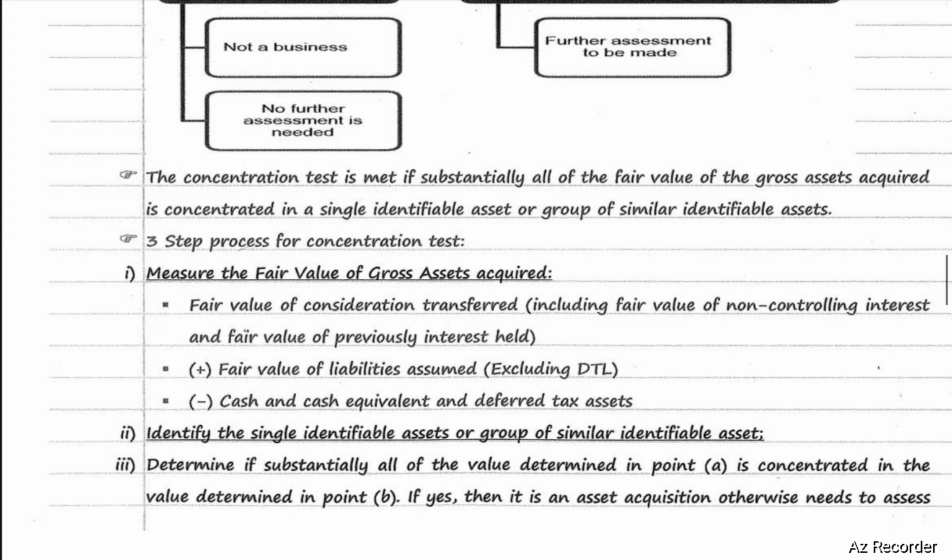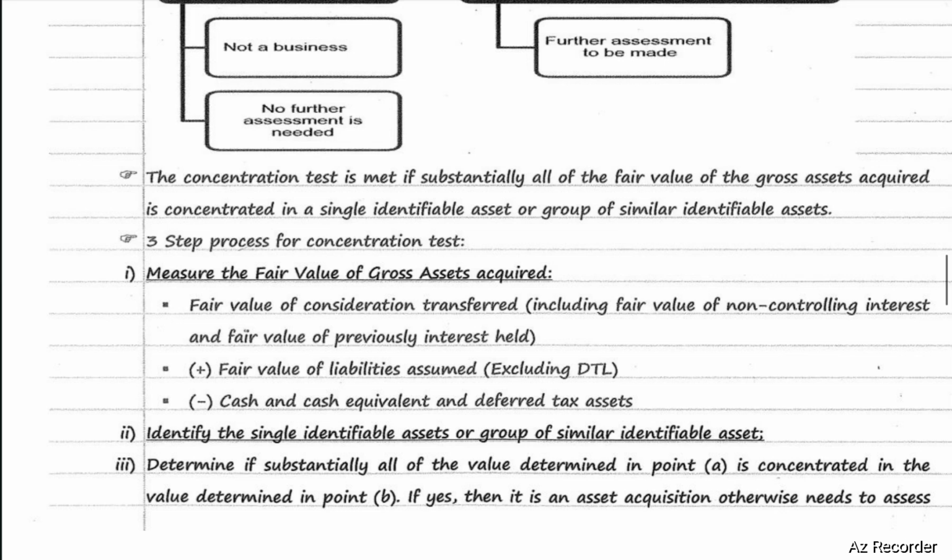How to calculate fair value of gross assets acquired? Fair value of consideration transferred, including fair value of non-controlling interest and fair value of previously held interest. Add fair value of liabilities assumed, excluding deferred tax liabilities, less cash and cash equivalents and deferred tax assets. We will get fair value of gross assets acquired. Step number 2, identify the single identifiable assets or group of similar identifiable assets.